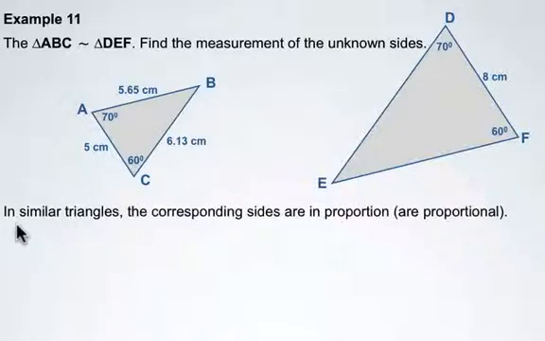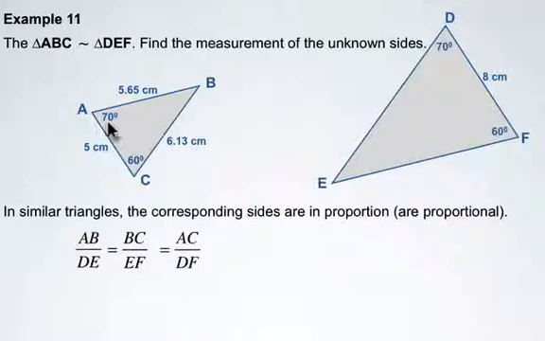So we need to go back to a property that in similar triangles the corresponding sides are proportional, which means that we can set up our ratios of side AB compared to side DE should be equal to the ratio of BC compared to EF, which should be equal to AC to DF. Now we can substitute in some numbers that are given in the illustration.